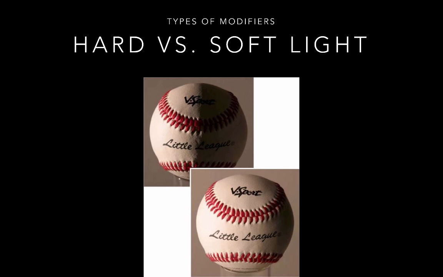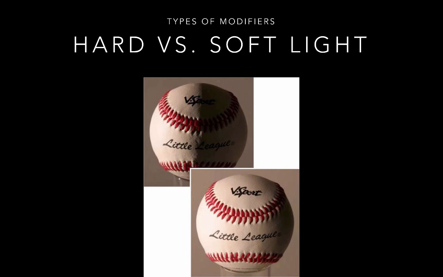So if I've got a 2 foot by 2 foot softbox, and it is 100 feet away from this baseball, you're going to get this hard light source that you see in the top. If I take that same 2 foot by 2 foot softbox and I bring it closer, 2 feet away, it is going to wrap around that baseball now, and you're going to get a much softer light because in relationship to the subject, that 2 by 2 foot modifier is now much bigger.